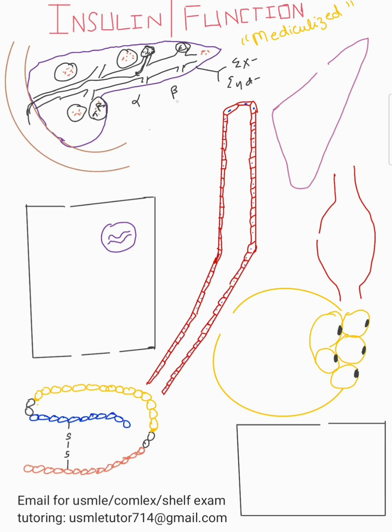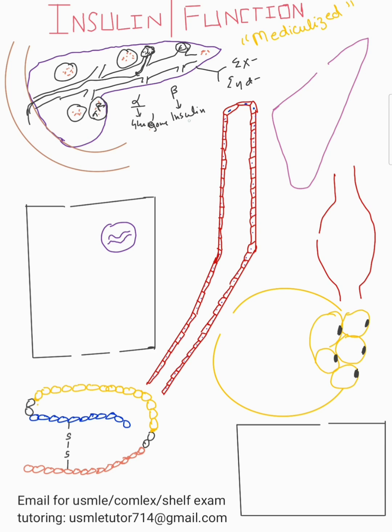The beta cells are very important. They are the ones that release the insulin. Also, the alpha cells produce glucagon. Glucagon has an A in it, so that's how you can remember that it is released from the alpha cell.